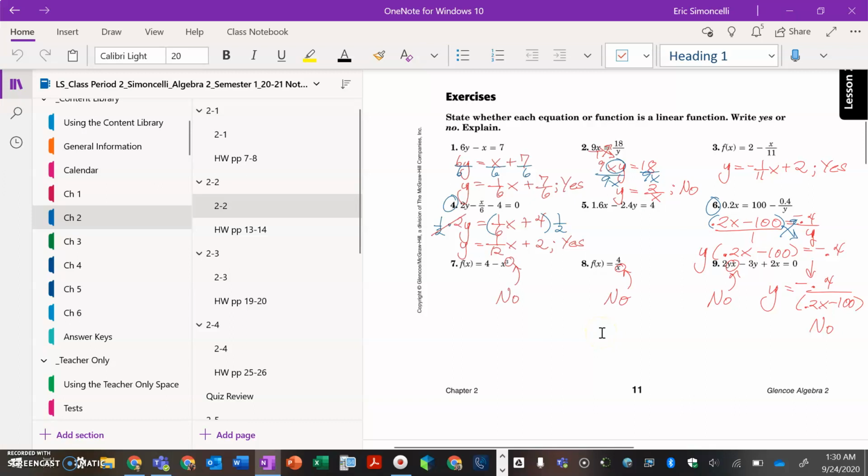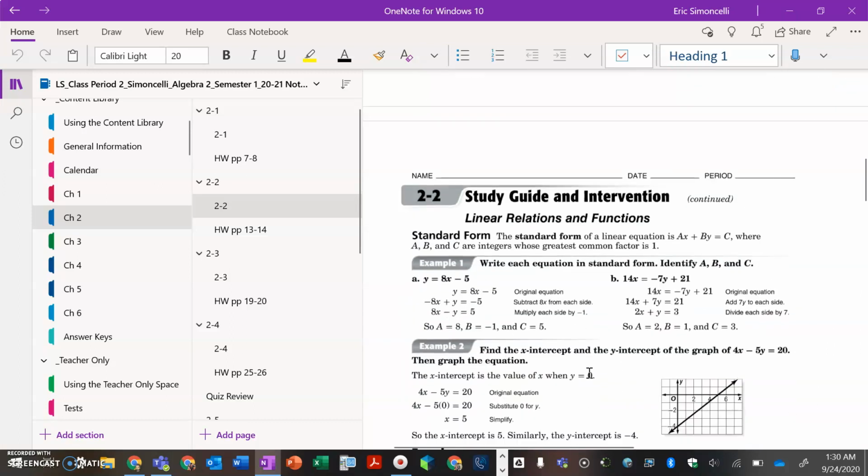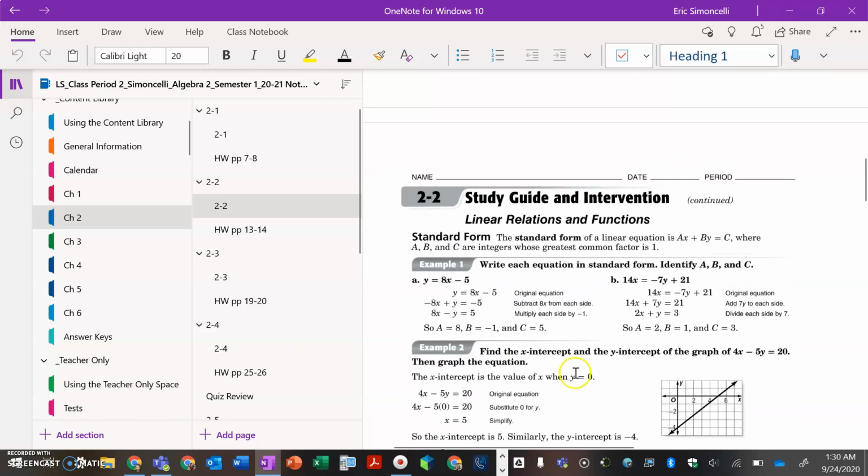Please take a look at the rest of those problems on this page. And on page 12, I want you to read ahead and take a look at the examples to prepare for continuation of our notes, but also homework. This page segues nicely from what we've been discussing.